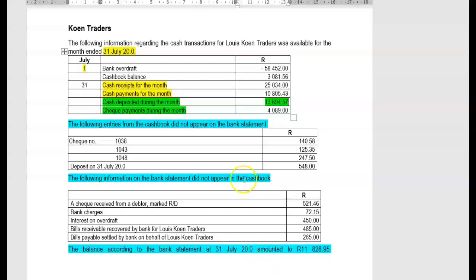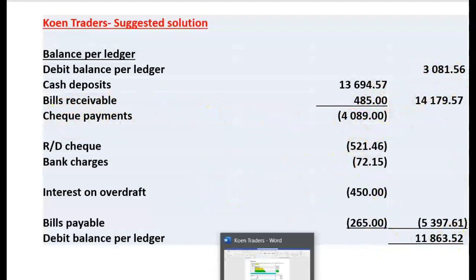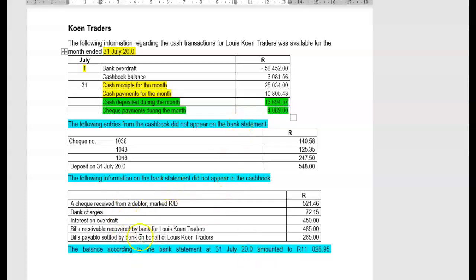Then we have to move down here, the following information on the bank statement, which is not yet in the bank account. Oh, here, check payments. We forgot about that one. Check payments for the month 4089, so obviously that went through our cash book, so we have to account for that as well. Check payments 4089, that would reduce at the end of the day our balance. Good. Then we're done with the bank statement.